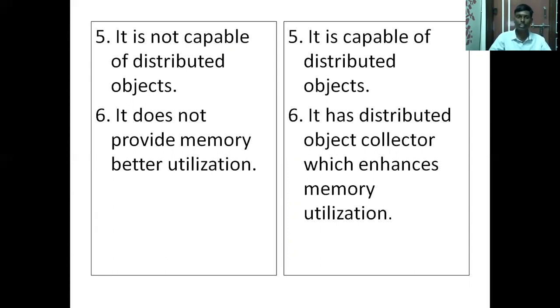While coming to COM, it does not provide better memory utilization. While coming to DCOM, it has a distributed garbage collector, which enhances memory utilization. As I have said before in the DCOM explanation, DCOM contains the distributed garbage collector by which it enhances the memory utilization of the CPU, and it also increases the CPU performance for increasing the distributed applications. So COM does not provide better memory utilization, whereas DCOM provides it.